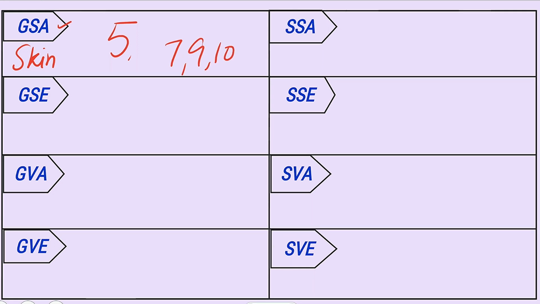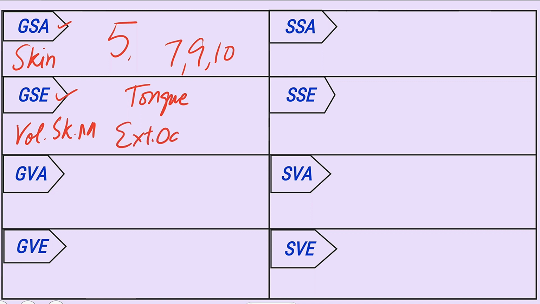Next is the general somatic efferent, that is about the voluntary effectors, voluntary skeletal muscles. In the head and face area, we have got voluntary skeletal muscles in 2 areas. One is the tongue, the muscles that move the tongue, and the other is the muscles that move the eyeball, the extraocular muscles. For the muscles of the tongue, we have got cranial nerve number 12, and for the extraocular muscles, we have got cranial nerves number 3, 4 and 6.